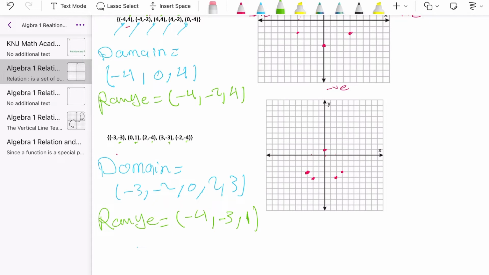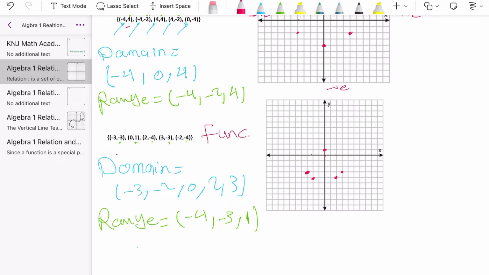Okay. Is it a function or not? So let's check. I have pair by pair, minus 3 and minus 3, 0, 1, 2 and minus 4, 3 and minus 3, and minus 2, minus 4. For each x value, I have a unique y value. So actually, this is a function.